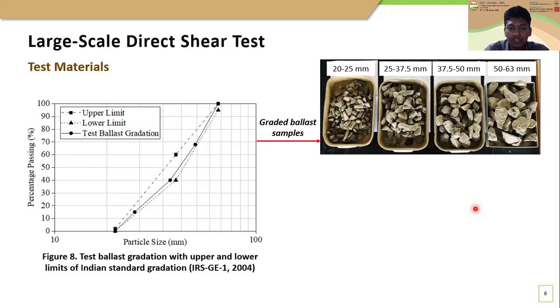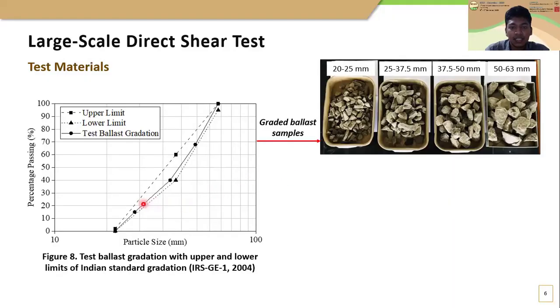Ballast material was washed and air dried in order to remove the dust and fine particles attached to the ballast aggregates. The ballast samples were prepared conforming to the particle size distribution following the Indian standard gradation, which is currently adopted for Sri Lankan railway tracks.